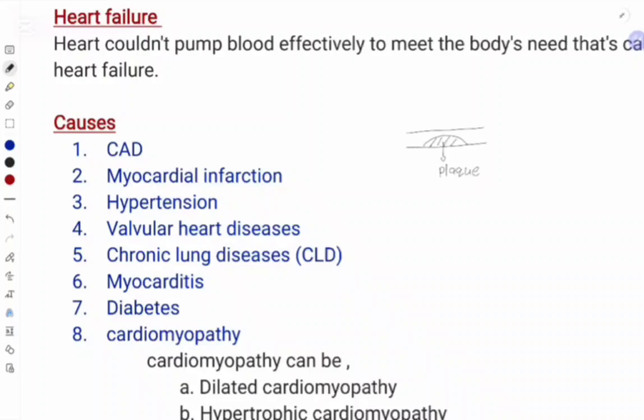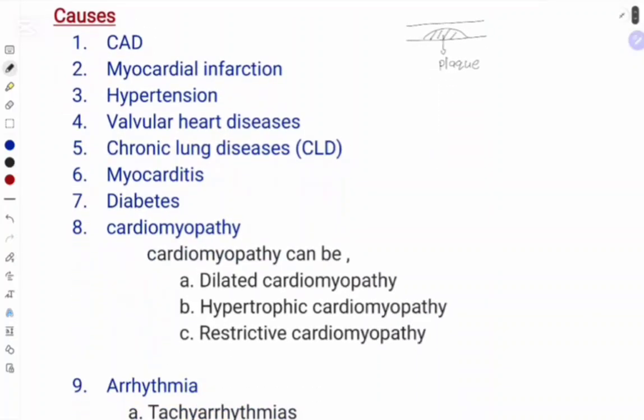When the blood supply is reduced, it leads to ischemia and death of the cardiomyocytes, causing an inability to work. When they can't work properly and can't contract, it leads to heart failure in these patients. As I mentioned for coronary artery disease, the same thing happens in myocardial infarction too.